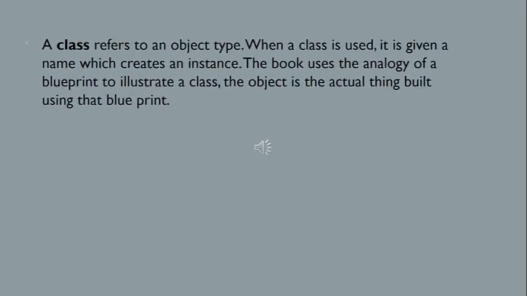A class refers to an object type. When a class is used, it is given a name, which creates an instance. The book uses the analogy of a blueprint to illustrate a class. The object is the actual thing built using that blueprint.